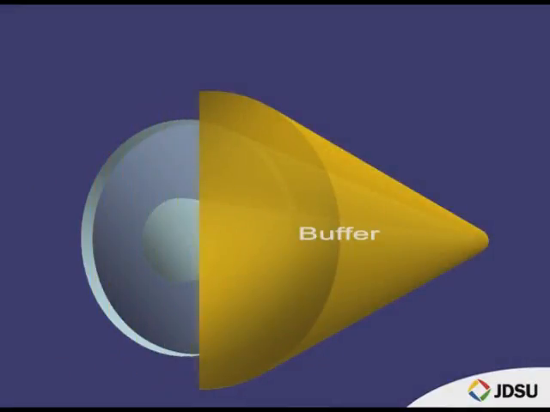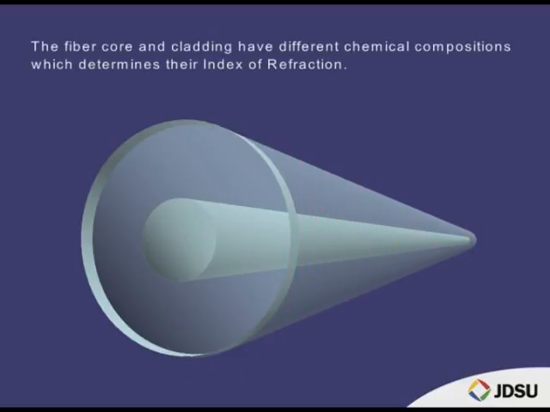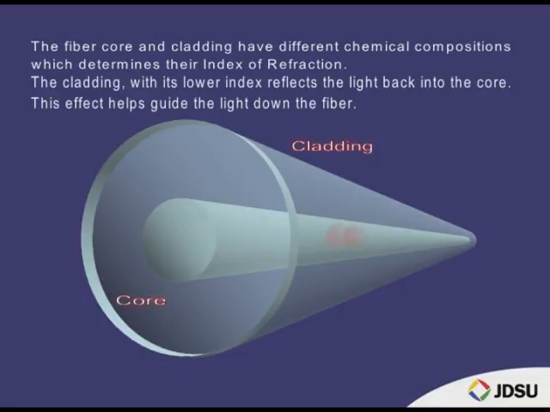Let's strip off the outer protective buffer and look at the glass itself. The fiber core and cladding have different chemical compositions, which determine their index of refraction. The cladding, with its lower index, reflects the light back into the core. This effect guides the light down the fiber.